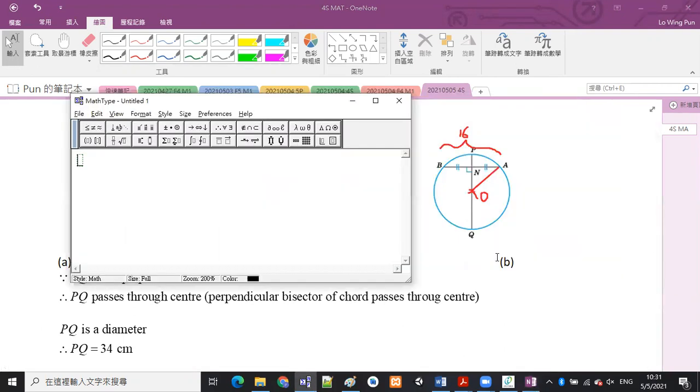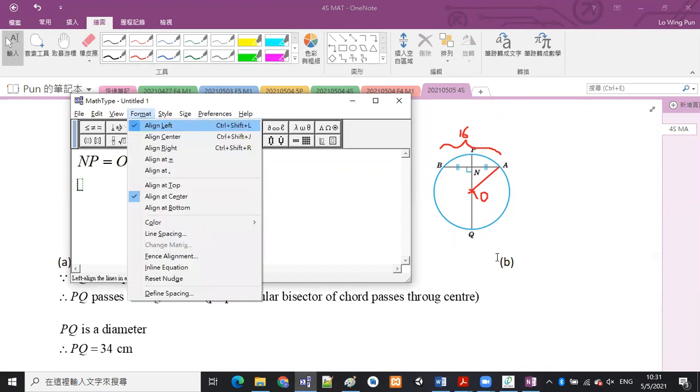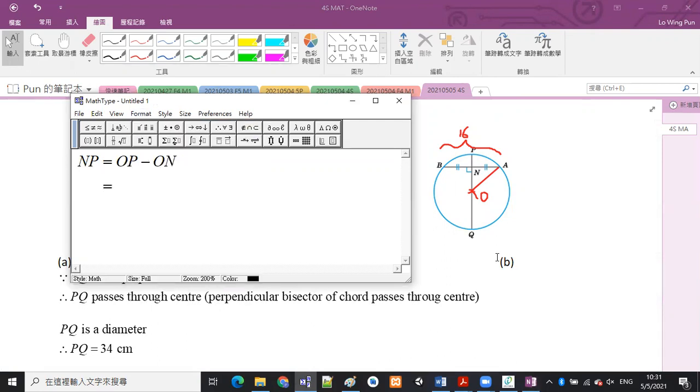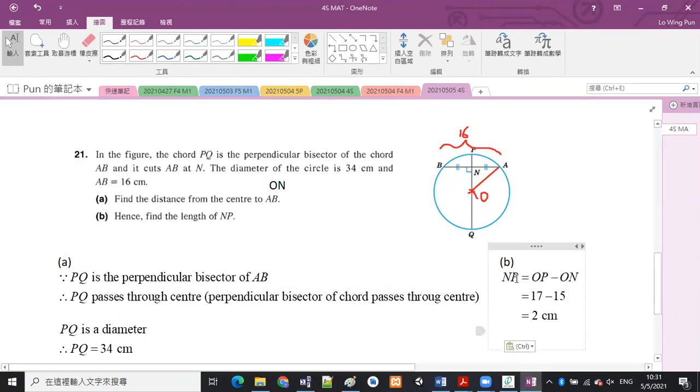We have NP is equal to OP minus ON. OP is the radius, that is 17 cm. ON is the answer of part A, which is 15 cm. So the answer is equal to 2 cm. Can you follow? 嗱，有冇同學跟唔到呢度？暫時。Okay, next one, 22.